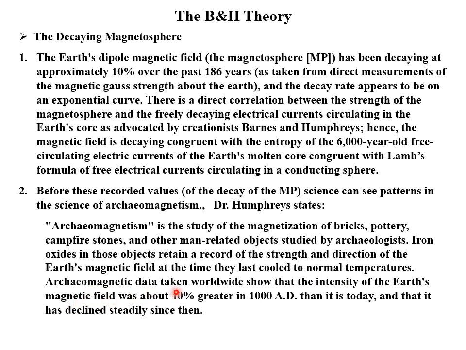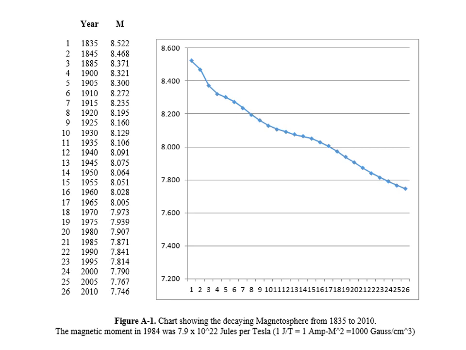Archaeomagnetic data taken worldwide shows that the intensity of the Earth's magnetic field was about 40% greater in 1000 AD than it is today, and that it has declined steadily since then. Okay, so we have two sources here that we can scientifically establish the decay and the decay rate over certain periods of time.